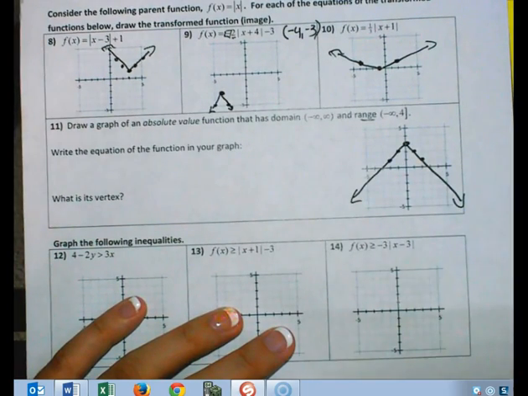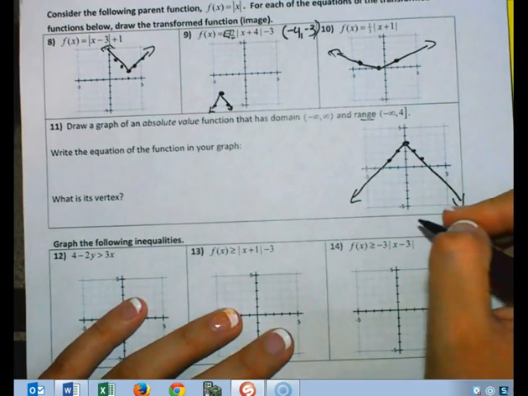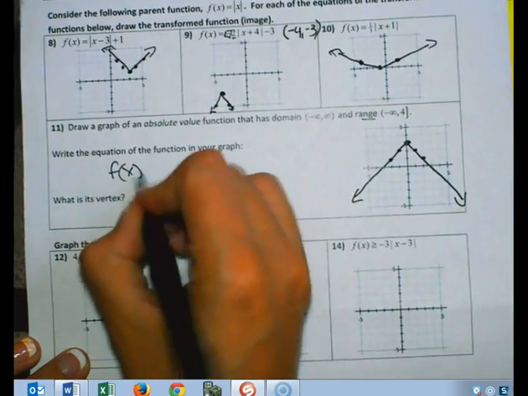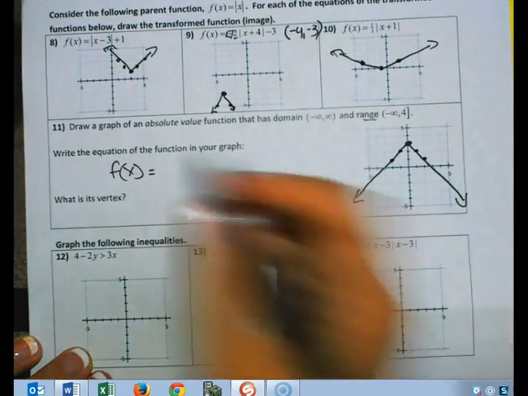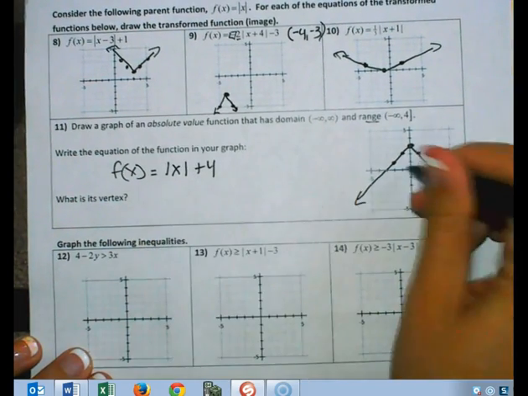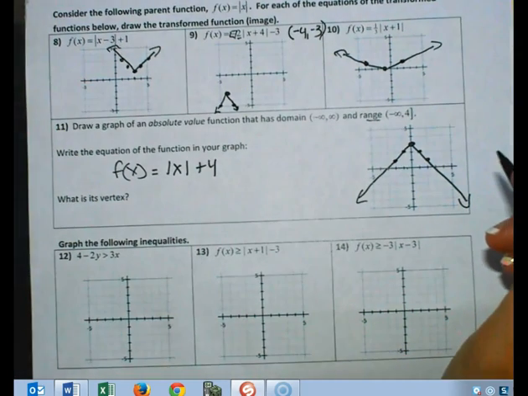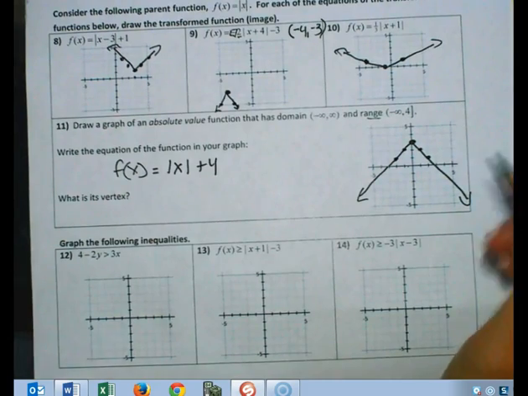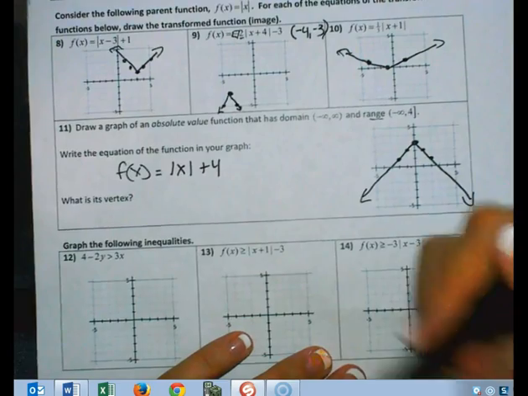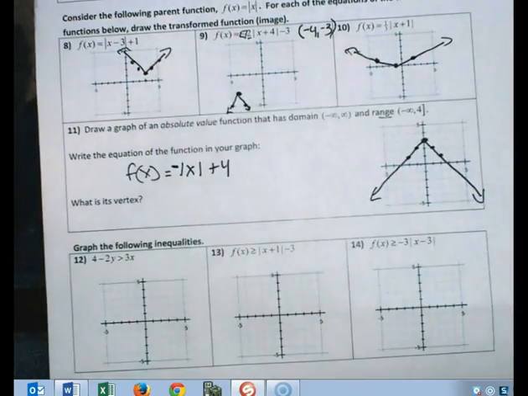So this has a range of negative infinity to positive 4, stops there at positive 4. So the equation of this graph is f of x equals the absolute value of x plus 4, because I moved up 4. Again, there's nothing about vertical stretches or compressions or shift left or right. Now, we do need to reflect in the equation that we flipped down or reflected over the x-axis, which is going to give me that negative in front.